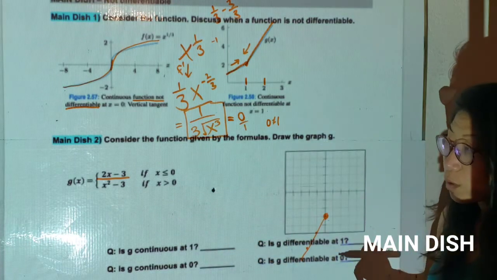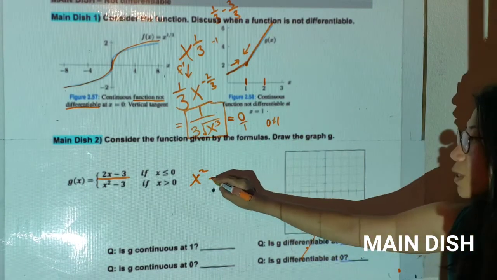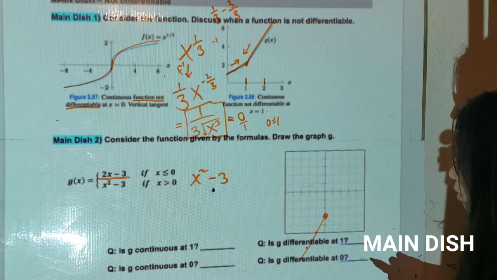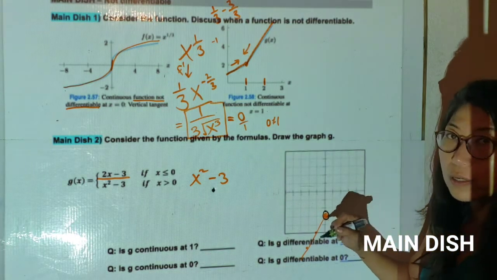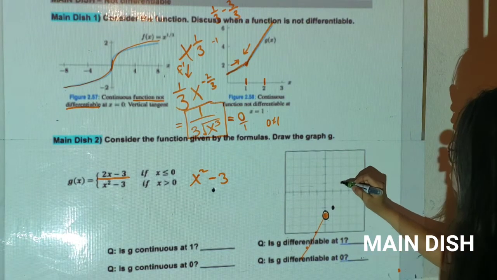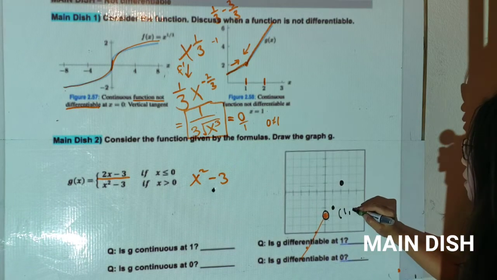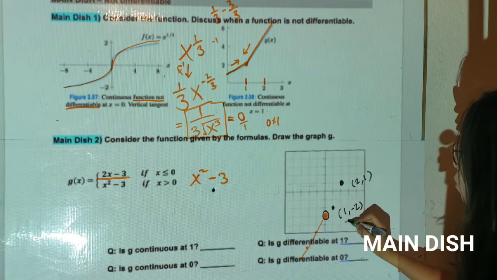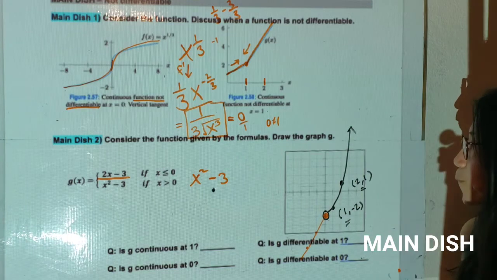Do I know x squared minus 3 graphs? Yes, I know the x squared graph, and then move down 3. So I'm going to have this coordinate. Let me see. This one is an open circle, because if it's a closed circle, it's not going to be a function, right? Because there would be two outputs. If you plug in, you are going to pass through those points: 1, comma, negative 2, and 2, comma, 1, by plugging in numbers 1 and 2. So I get my graph this way.